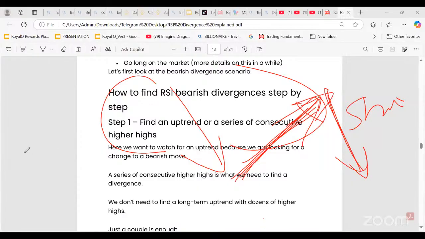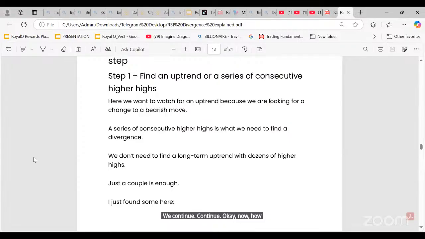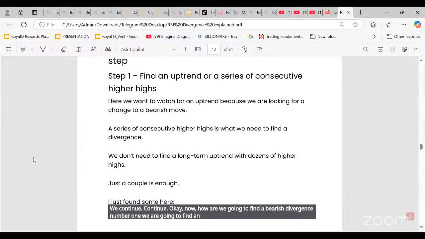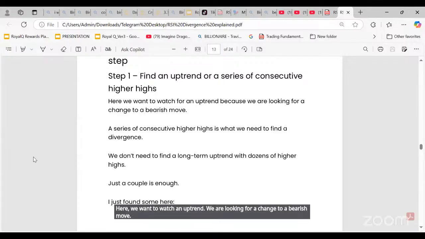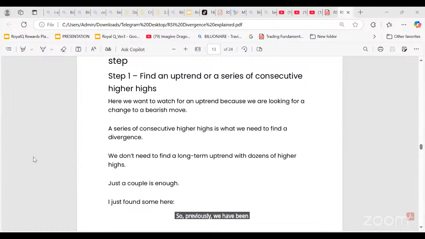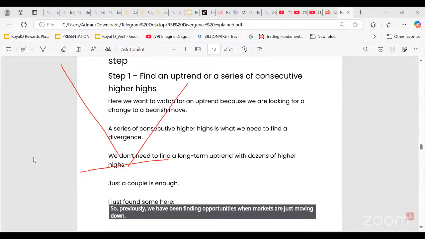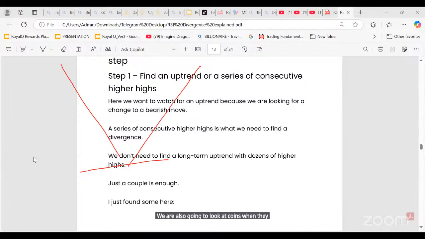We continue. Okay, now, how are we going to find a bearish divergence? Number one, we are going to find an uptrend. We are going to find a cryptocurrency that is moving in an upward movement. Here, we want to watch an uptrend. We are looking for a change to a bearish move. So, previously, we have been finding opportunities when markets are just moving down. We are also going to look at coins when they are moving up. For example, a coin moves up, you see Royal Q.